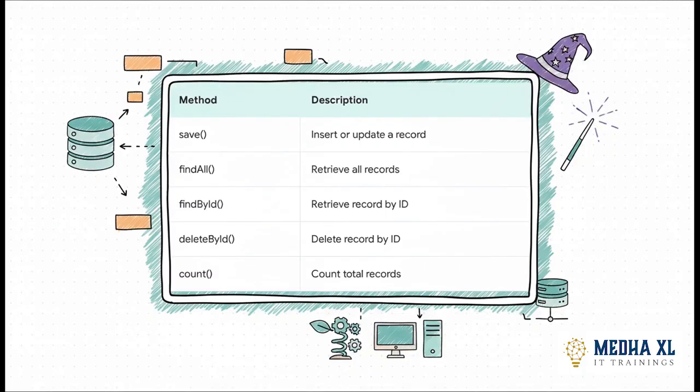And this is the incredible payoff. Just by creating that empty interface, Spring Data JPA looks at it and instantly gives us a whole toolkit of powerful, ready-to-go methods for all the basic stuff. Create, read, update, delete. We get save, findAll, findById, all of it, for free. No more manual SQL for any of this.